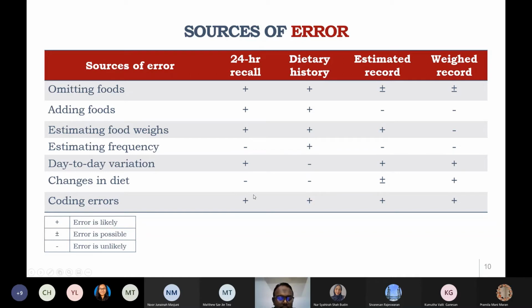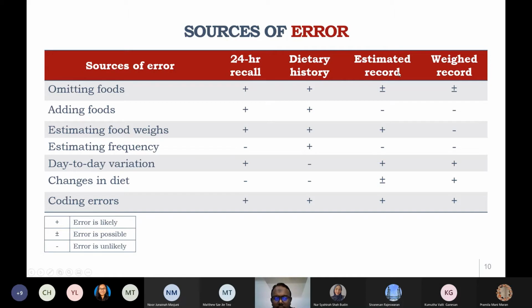And there will be some coding errors in 24-hour diet recall when you enter the data into the nutrient composition database. For diet history, it's quite similar, except there is estimating frequency error, because in diet history we ask about frequency, but there is no day-to-day variation because the history asks about the past 7 days.